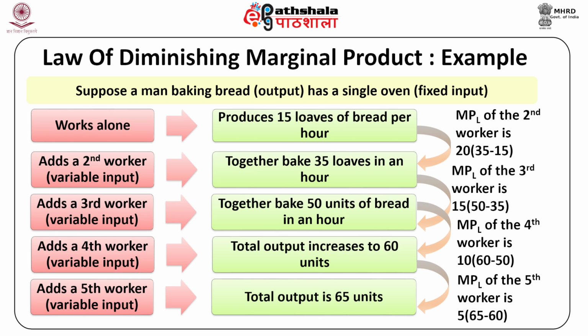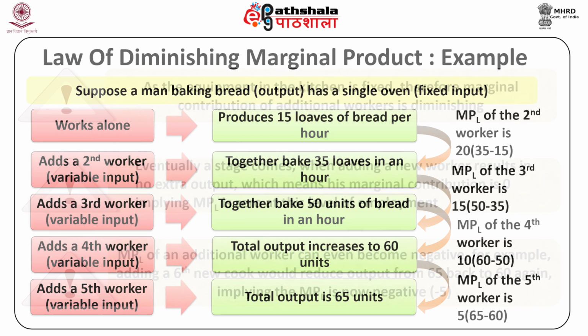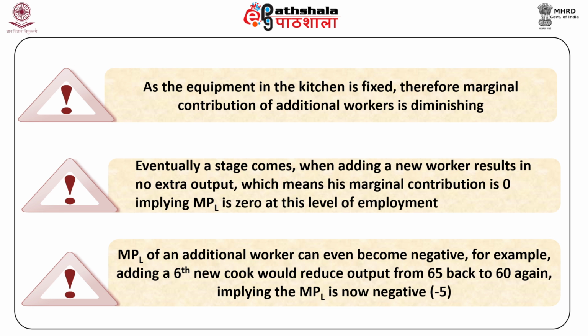If he brings a fourth worker, total output increases to 60 units. We see that now MPL has declined to just 10 units. Similarly, adding a fifth worker leads to 65 units of output, hence adding just 5 units to the total output. Clearly, as the equipment in the kitchen is fixed, the marginal contribution of additional workers is diminishing. Eventually, a stage comes when adding a new worker results in no extra output, which means his marginal contribution is 0. In other words, MPL is 0 at this level of employment.